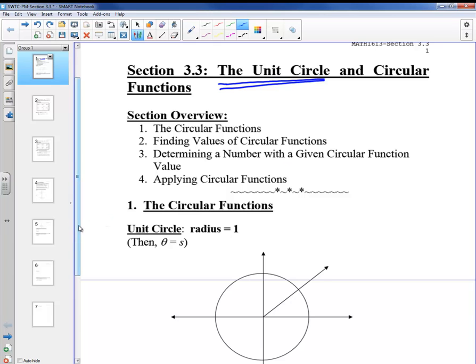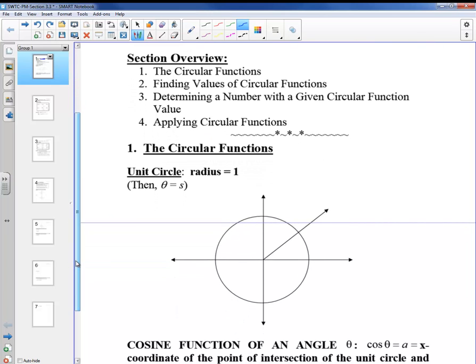So we call the trig functions circular functions when we are in the context of the unit circle. And the unit circle, by the way, has a radius of 1. So we know this radius here has a distance of 1. This radius here has a distance of 1.